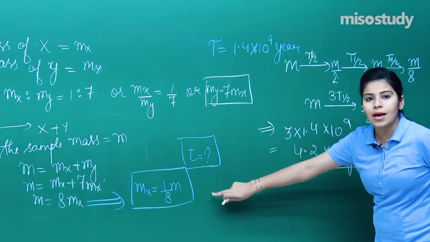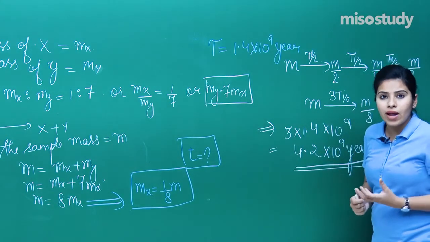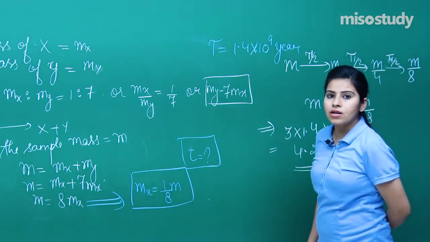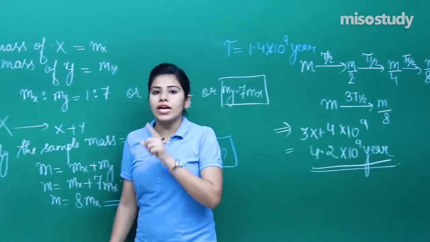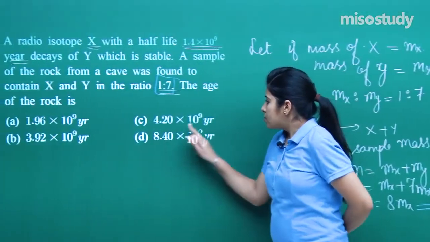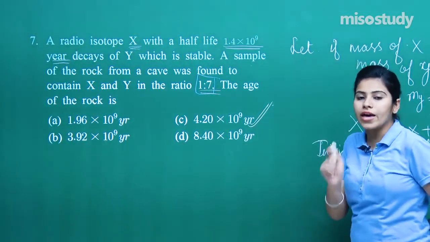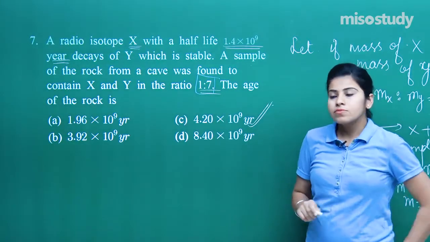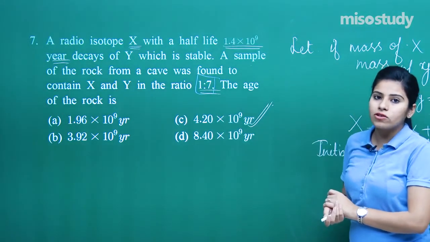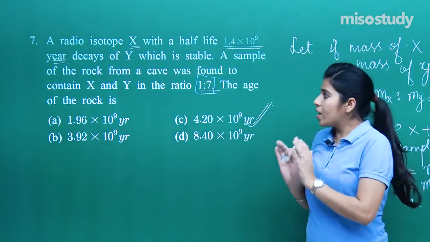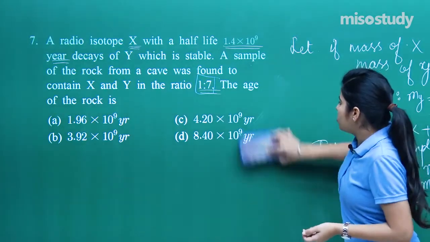Again here you will see this is m by 8, so it has been reduced after the 3 half-lives. That means this must be the time period. Let me verify whether this option is present in the options or not: 4.2 into 10 raised to the power 9 years. So yes, this is the correct answer, because it is accurate with the answer that we have got. That means the age of the rock will be 4.2 into 10 raised to the power 9 years, right? We have done this question, and now we will proceed towards the next question.